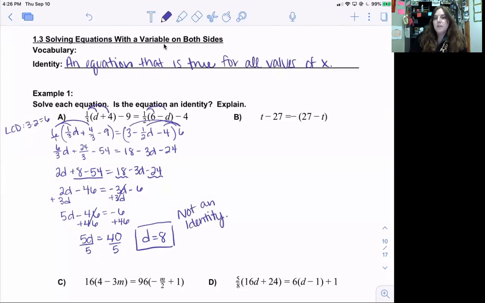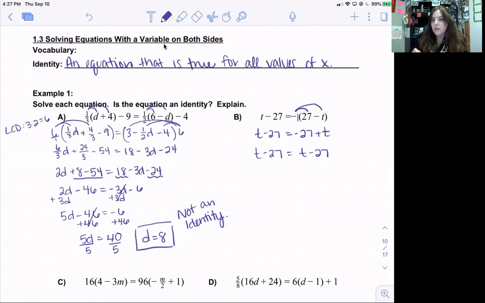Okay. So looking at B, we have T minus 27 equals negative quantity of 27 minus T. So remember, whenever we don't have a number that represents a 1, so we have T minus 27 equals, and distribute this negative, we get negative 27, and negative 1 times negative T is a positive T. So we can use the commutative property now and rewrite this. So T minus 27 equals T minus 27, which shows us we have the same thing on both sides.